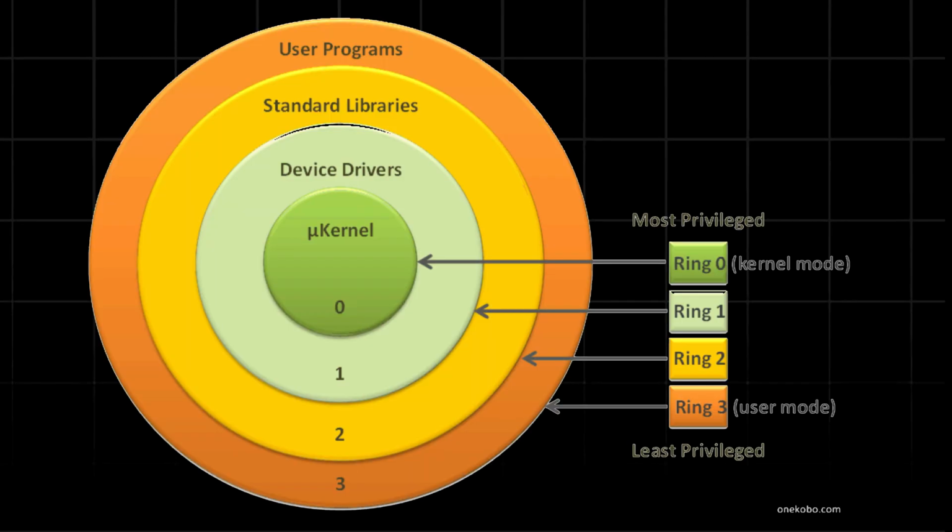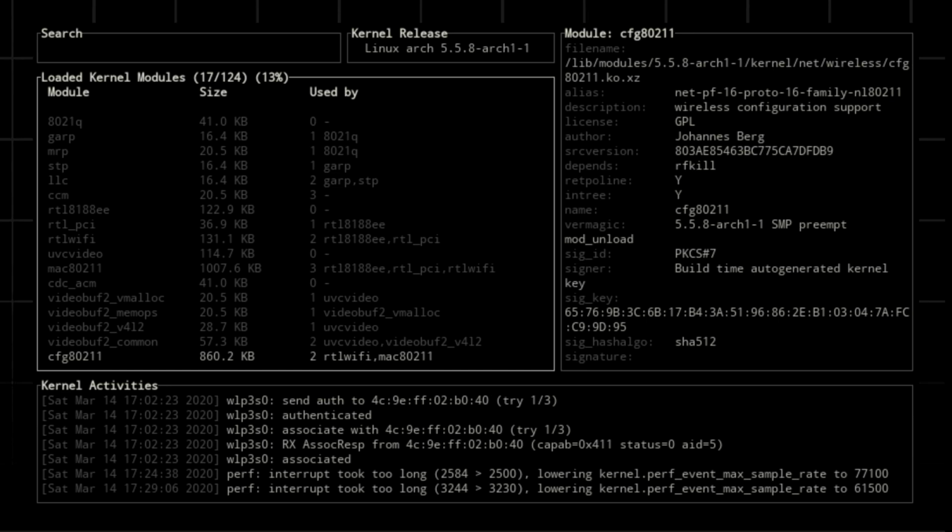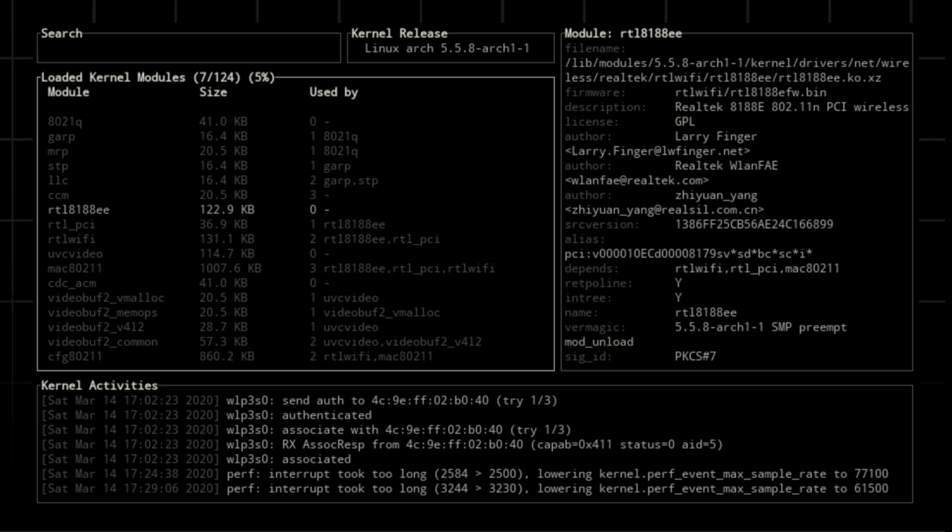Before that, we should know what exactly a kernel is. So, kernels are the core of an operating system. They handle everything from hardware communication to resource management. Kernels are typically written in low-level languages like C and Rust.